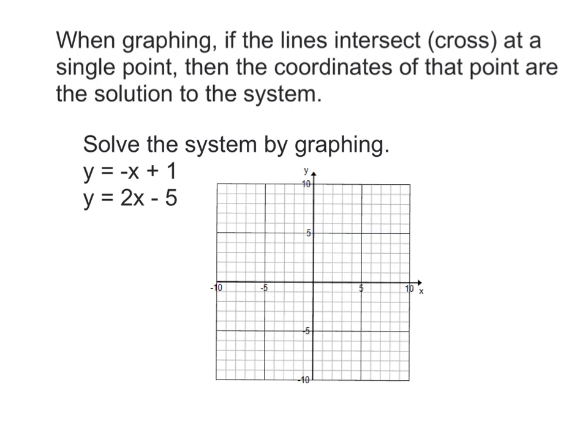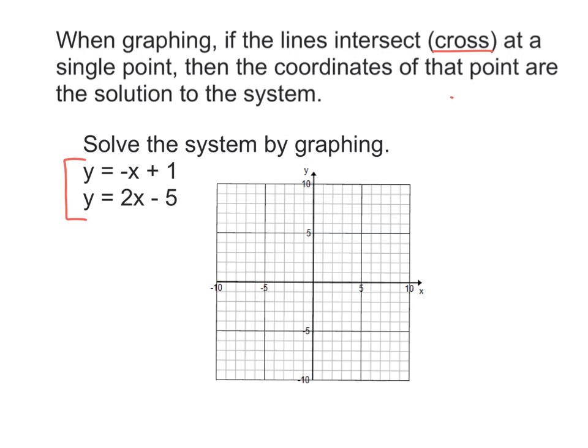Okay, so the topic again of this lesson is to solve a system by graphing. So what we're going to do is use those graphing skills we've been using all year, graph our two equations, and then find the solution. Now, as it says at the top, when graphing, if the lines intersect, which again means cross, at a single point, then the coordinates of that point are the solution to the system, because that will be the one location that is true for both equations.